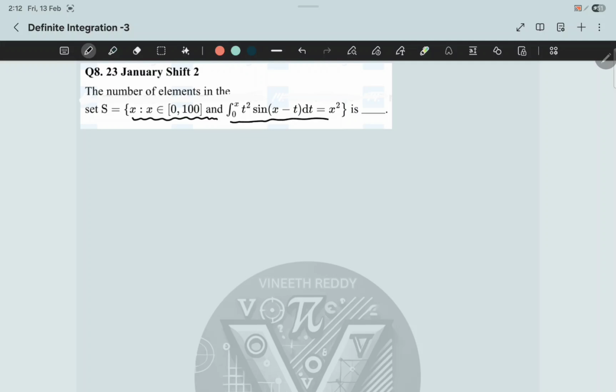So the first thought which may come to you is apply Newton-Leibniz theorem. That means differentiate on both sides. You can try it yourself. That doesn't work. It will give you only one solution, that is x equals 0. But apart from that, it doesn't help much.